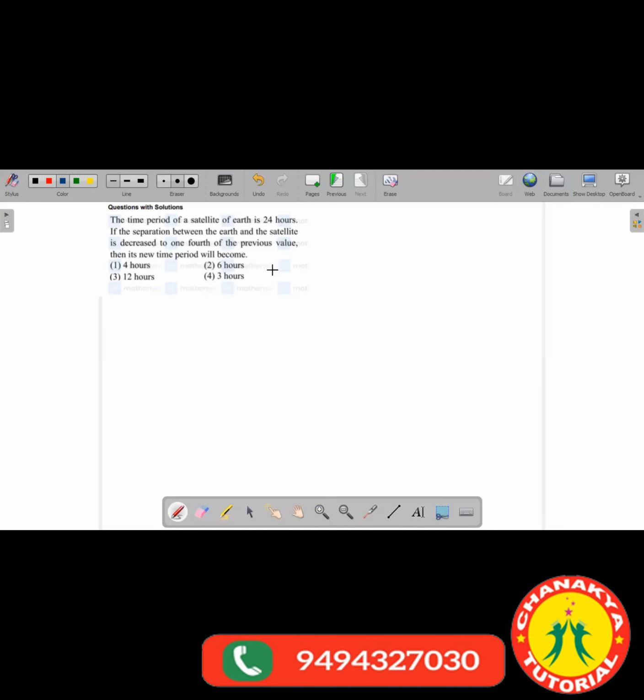So the original time period is given. Original time period we take as T, which is 24 hours. Original distance we take as r. So radius we take as r. This is original. The final time period we want to find out. T final we want to find out. And the final radius r is equal to r by 4. The separation between the Earth and satellite is decreased to 1/4 of the previous value. So now the r is r by 4.